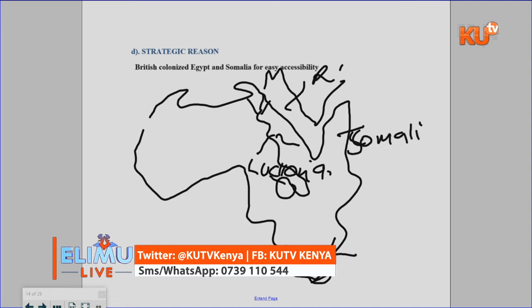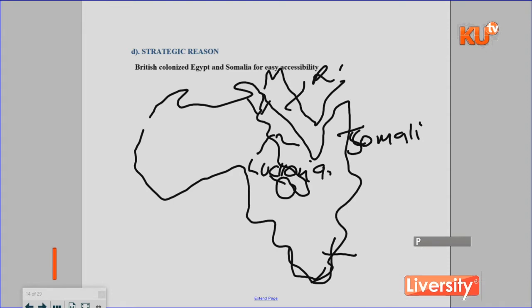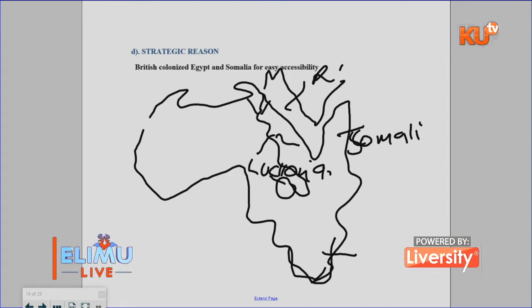Somali is a country and Somalis are the people. So the Somalis are the people and Somali is the country. So this is the Somali class, of course, where you are watching me, you can be able to see. Then we have this Somali that was colonized by three European powers.